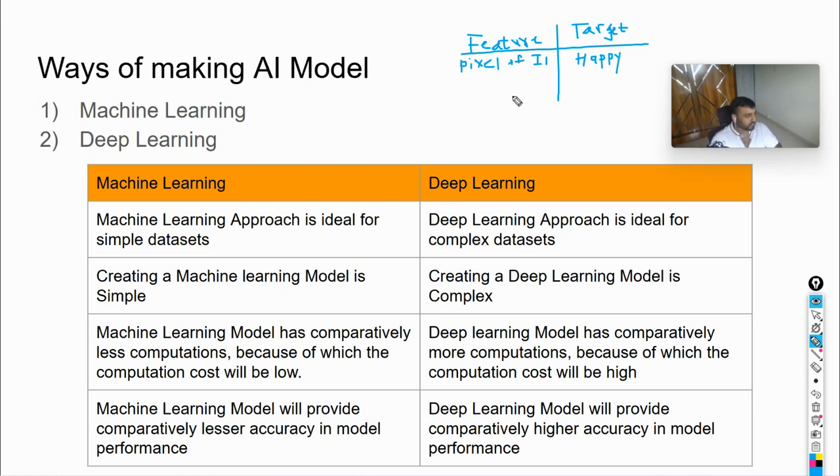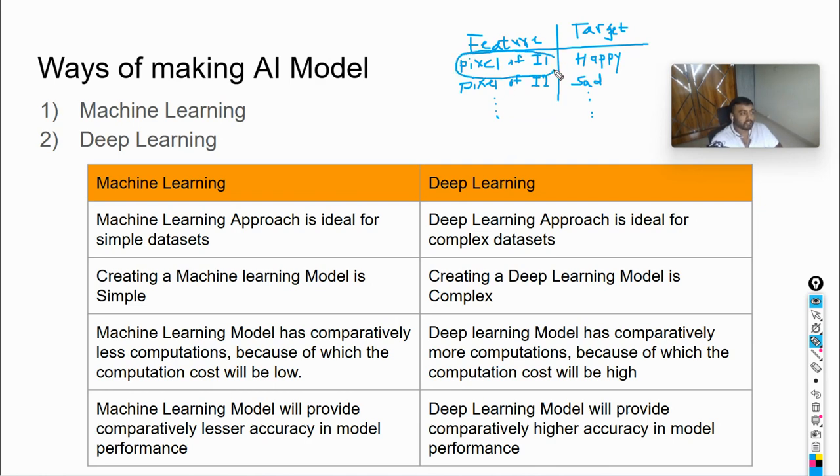Okay, so let's say I have scenario like this, wherein I have two columns in my data, one feature column and one target column. In my feature column I have pixel values of the image, and in my target column I have information about the sentiment of the person in that image, whether that person was happy, sad, or showing neutral emotion. Let's say we have data like this. Now in this data, is the relationship between feature and target simple to understand, or is the relationship between feature and target complex to understand?